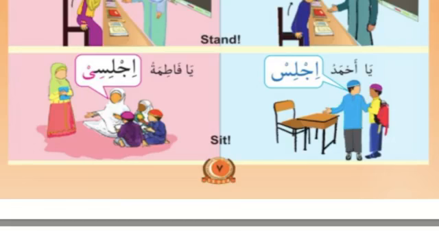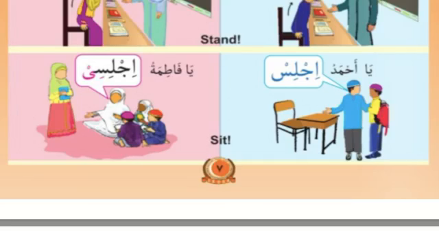O Ahmad, sit, sit down, right? You may say sit or you may say sit down. All right. So notice that when you command a boy or a male or a man to sit down, you say ijlis. And when you command a female or a girl or a woman to sit down, you say ijlisi, by adding an extra ya to the end of ijlis. So it becomes ijlisi. Okay, ijlisi is a command verb to command a female or a girl or a woman to sit down. All right.